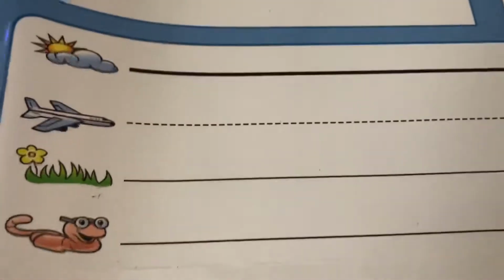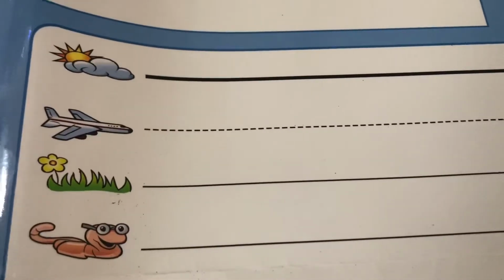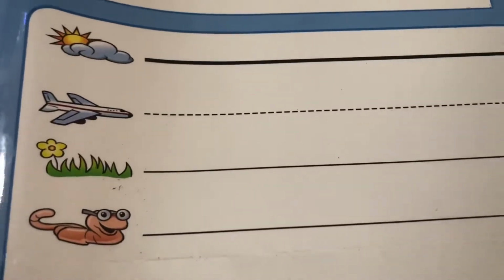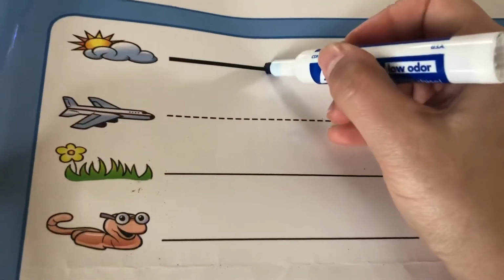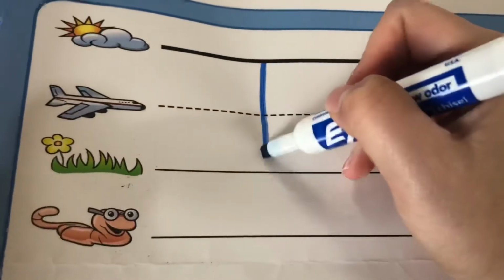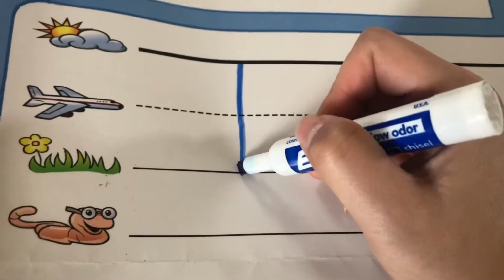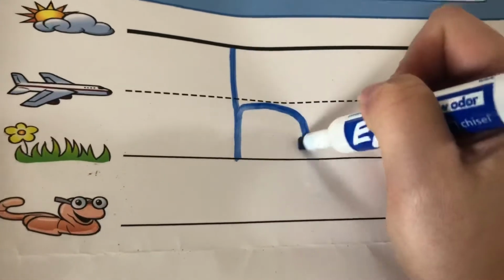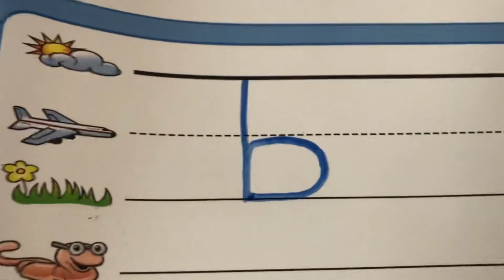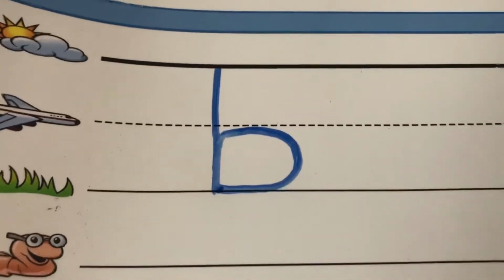Now we are going to review letter B. Letter B is also a skyline letter. So it starts on the skyline, just like this, and goes down to the grass line, tracing up to the plain line, and then a curve back to the grass line. So that's our letter B.